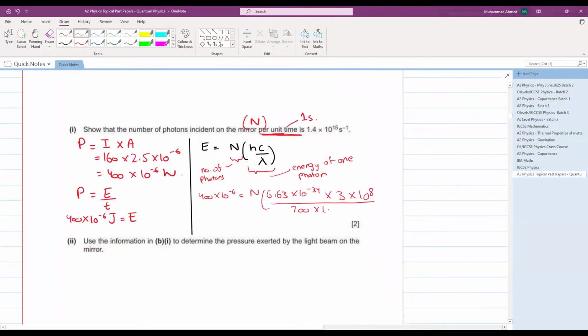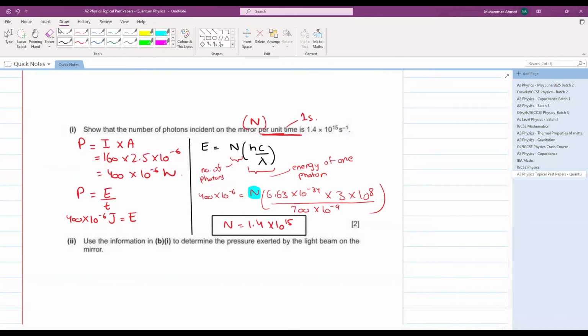700 into 10 raised to the power of minus 9. If you closely observe, only n is missing in this question. Can you calculate it with this entire equation? Yes. The value of n comes out to be 1.4 into 10 raised to the power of 15. This is what we had to show. Let's put it in a black box. So, let's move on to part 2.